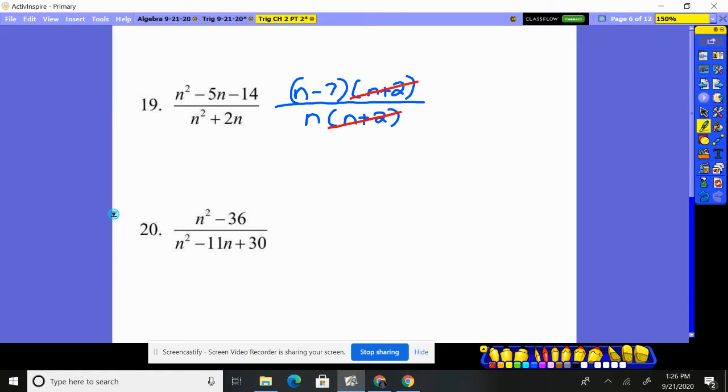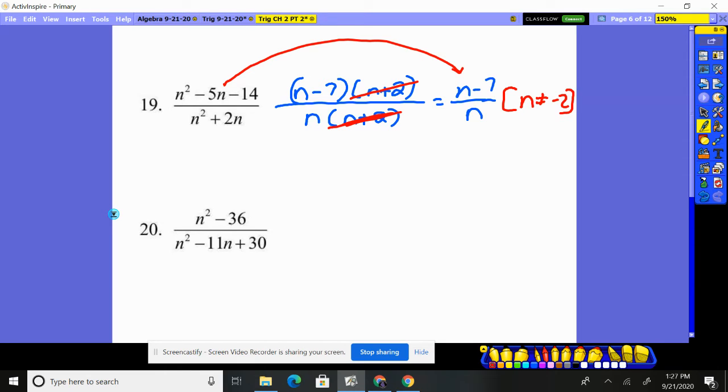Now, the n plus 2's can cross out. So this simplifies to basically n minus 7 over n. Now we can see n can't be 0. But who did you cross out that isn't viewable now? If they just say, oh, it's n minus 7 over n, they don't realize that right here, n could not be a negative 2. So we need to tell them, hey, this simplifies to this as long as n isn't a negative 2.